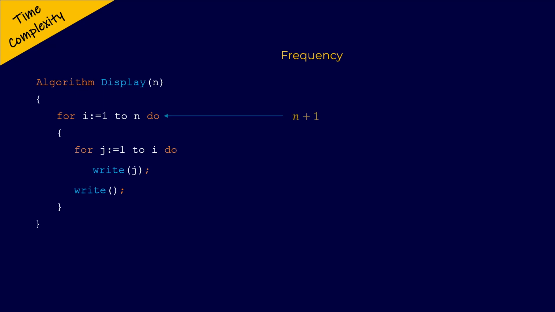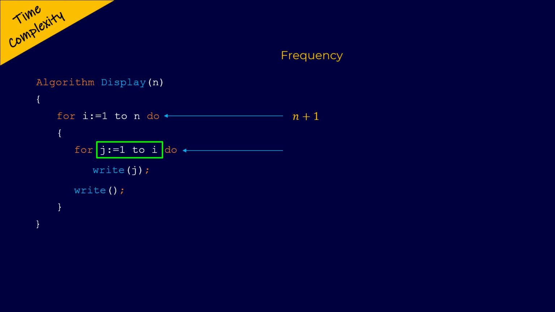The first statement is a for loop for i 1 to n that will execute for n plus 1 times. Now within this for loop for i, we have another for loop for j 1 to i. Observe that the for loop for j is not from 1 to n. It is from 1 to i.